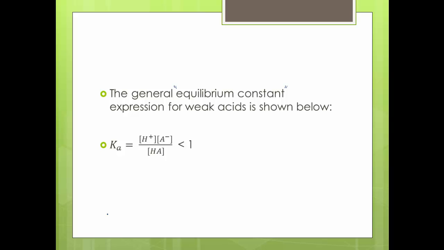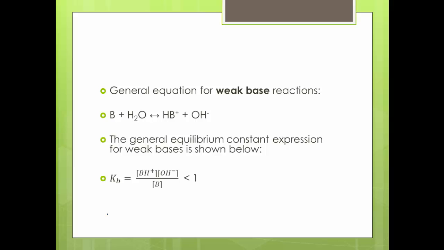The brackets like this mean molarity. So if we know the molarity of the 2 ions and the molarity of the acid, after it's ionized as much as it's going to, and we plug those values in, it's going to be less than 1. And again, it's going to be some number. It might be 4 times 10 to the negative 4. It could be 1.2 times 10 to the negative 15. It's just a number.